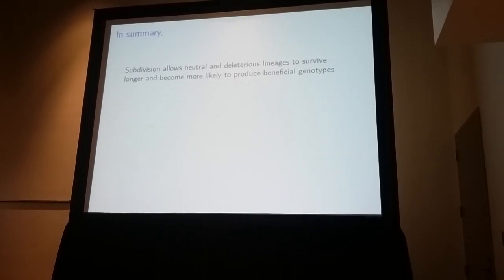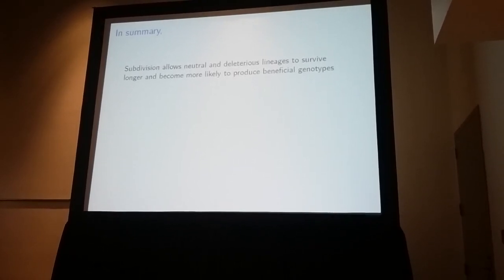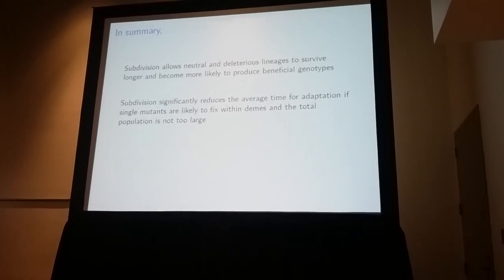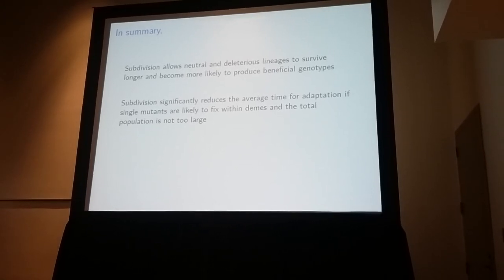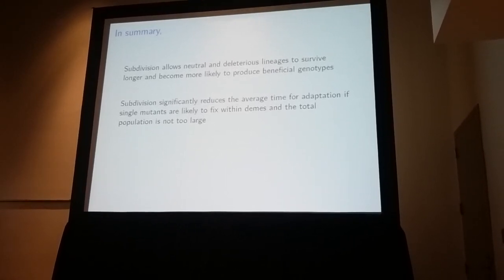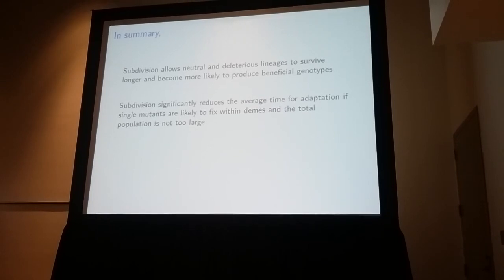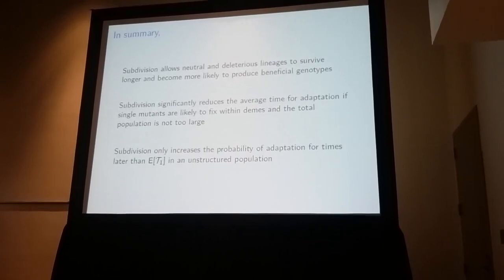Okay, so just to recap, subdivision allows these neutral and deleterious lineages to survive longer, and so they can be more likely to produce beneficial genotypes. However, there's only a significant effect if the lineages can fix within demes. So we need demes and migration rates to not be small, and we need the total population to be large so that the time is limited by T0. And then finally, the probability of adaptation is only helped at times that are later than this average T1.